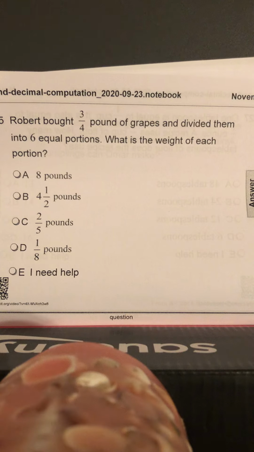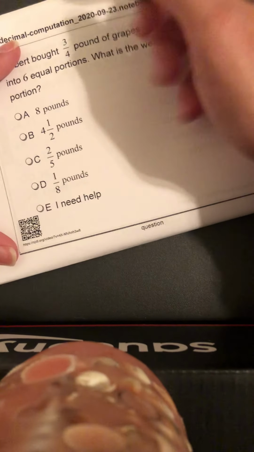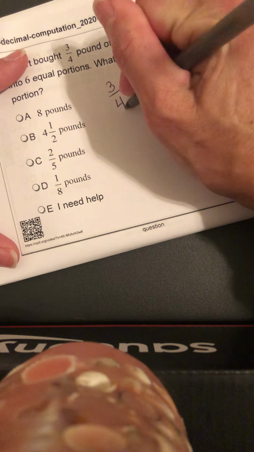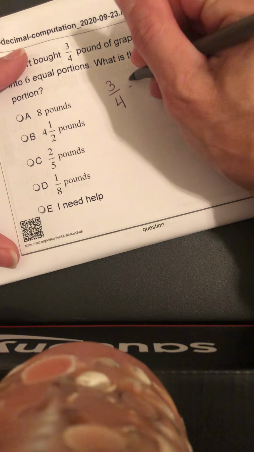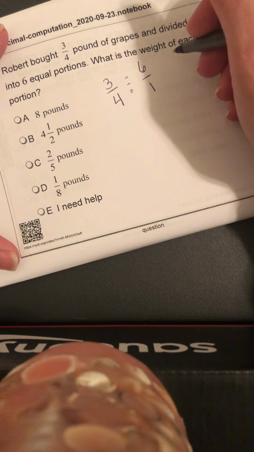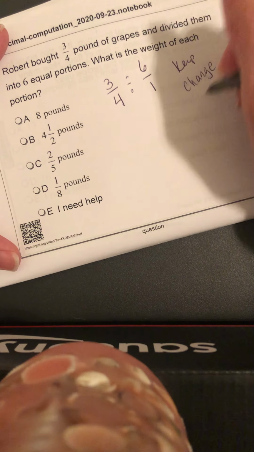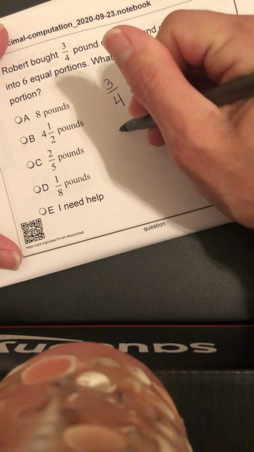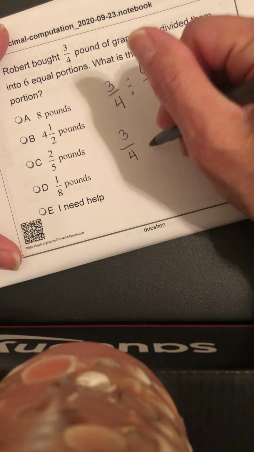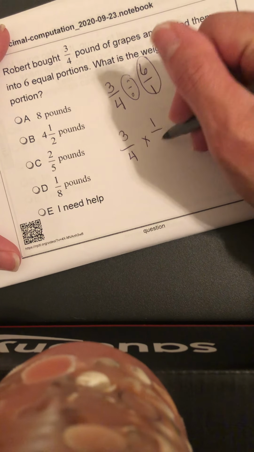So first question says, Robert bought 3/4 pound of grapes and divided them into 6 equal portions. What is the weight of each portion? Okay, so we're going to take 3/4 pound because that's the weight of the grapes, and he's dividing it into 6 equal portions, so 6 over 1. I'm going to do keep, change, flip, right? Keep, change, flip. So that becomes 3 over 4. Change division to multiplication and do the reciprocal or flip the second fraction.